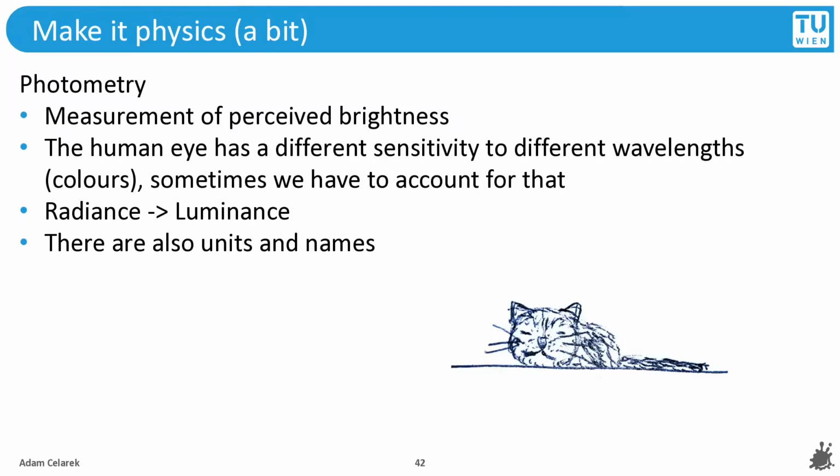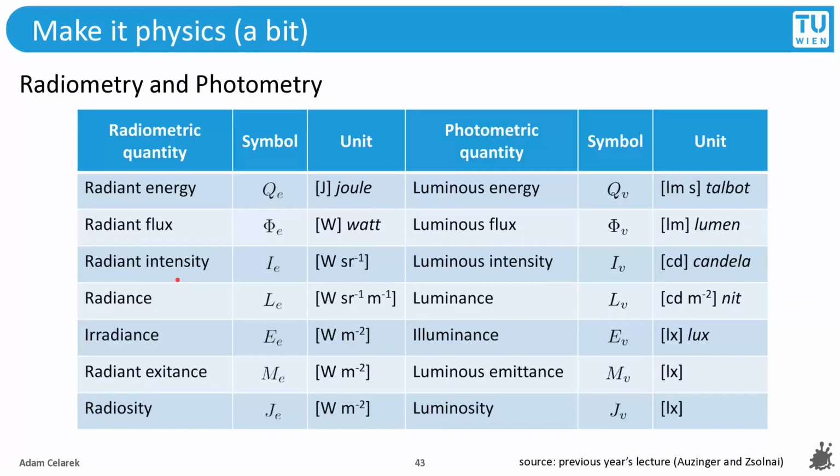Next, we will see a bit about photometry. This is measurement of perceived brightness. The human eye is most sensitive to green light, then to red light, and least sensitive to blue light. This is why yellow light, which is a mixture of red and green light, is perceived brighter than blue light. In rendering, sometimes we have to account for that. Radiance is a physical unit, while luminance is a photometric unit. There are also units and names.